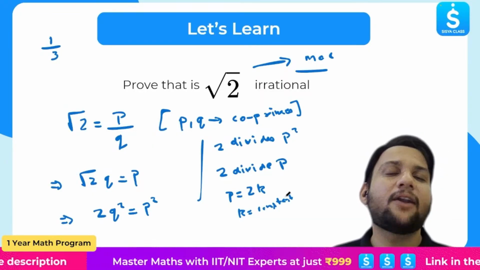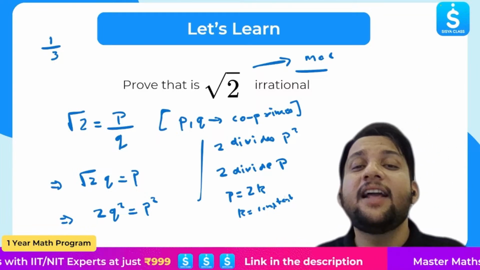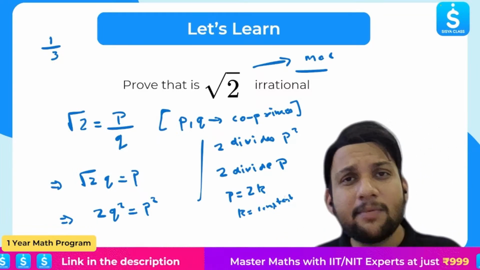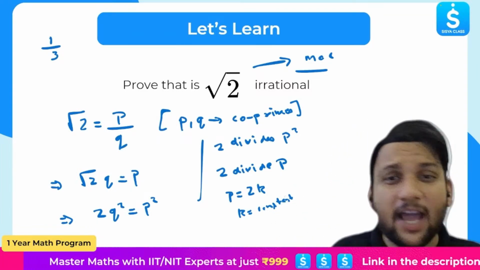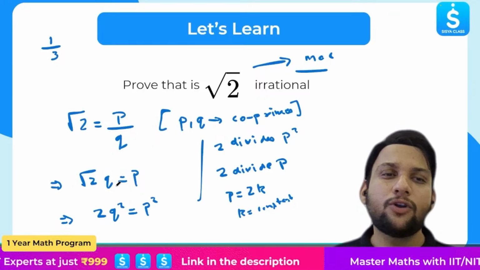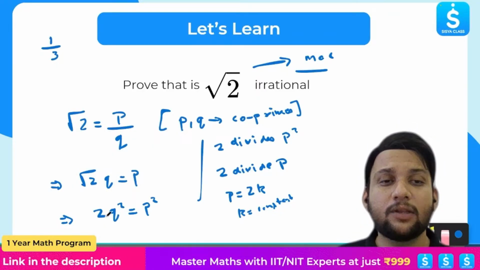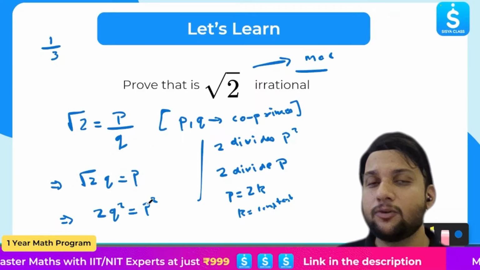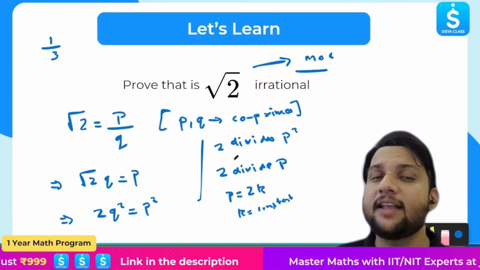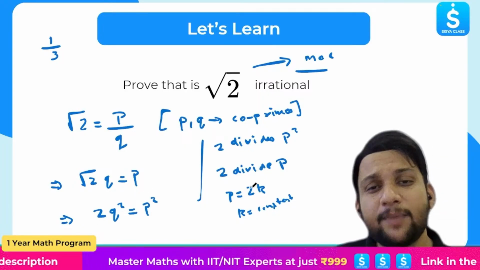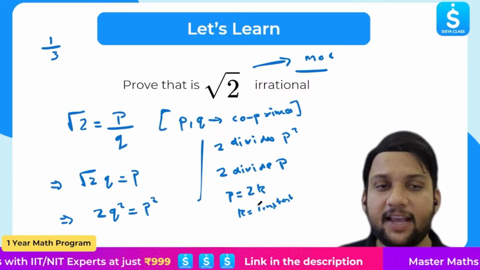Up till now, is it clear what I did? I assumed that root 2 can be represented in the form of P by Q, where P and Q are co-primes. That means they don't have any common factor. So I have root 2 Q equals P. I squared both sides. I got 2Q square equals P square. Now 2 is dividing P square. That means 2 will divide P as well. That means P can be written as 2K, where K is a constant.